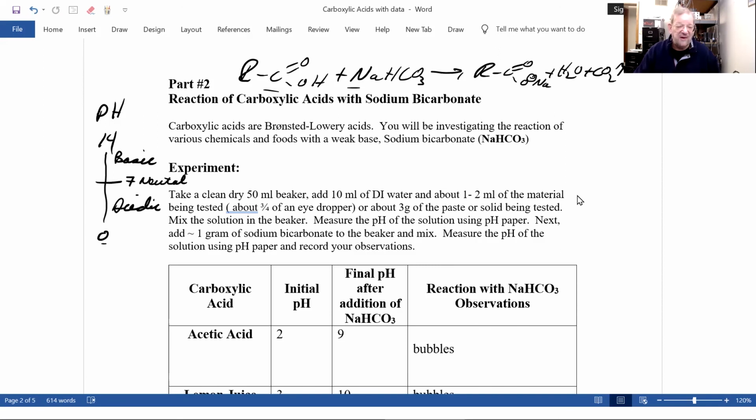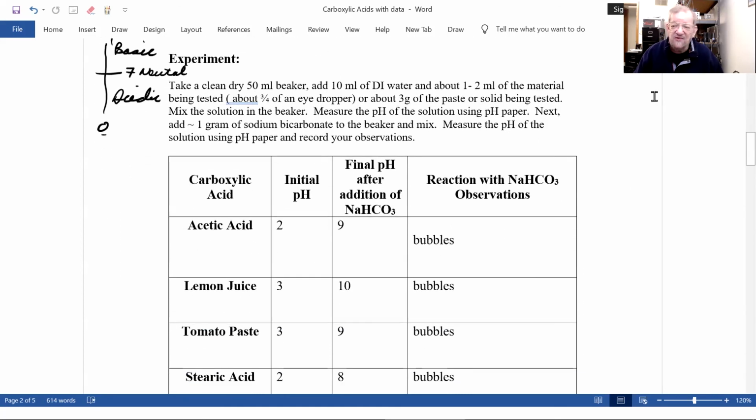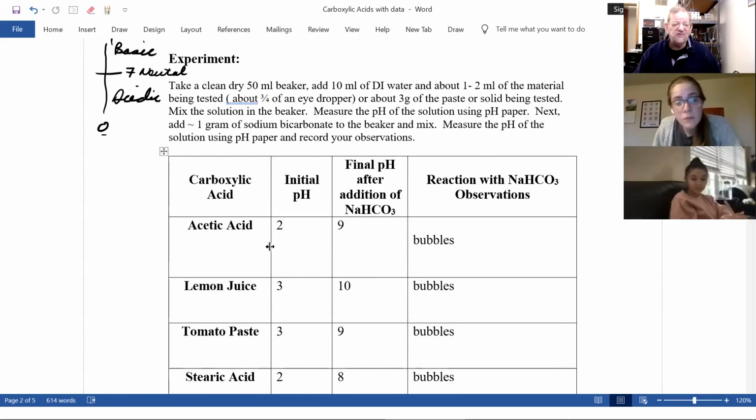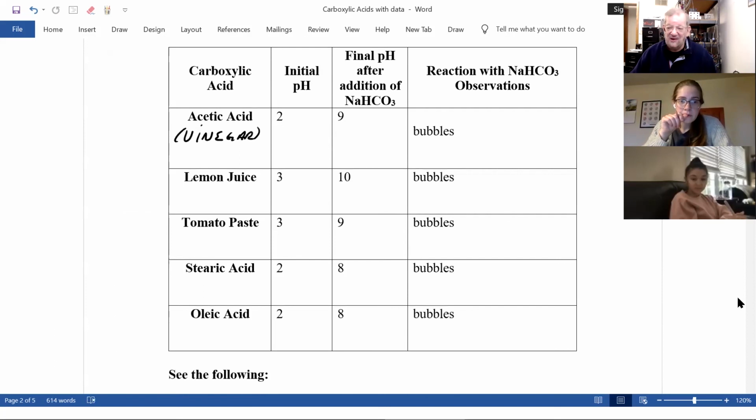So in this experiment, you get to work with it. We're in the lab. And again, now Dr. White's very, very sad. Some very dangerous chemicals. And those dangerous chemicals are acetic acid, which in the lab, I tell you that's really vinegar. Then lemon juice, now real dangerous stuff. Tomato paste, that's dangerous because you could stain your clothes, but you can put on gloves and be careful. And stearic acid and oleic acid.